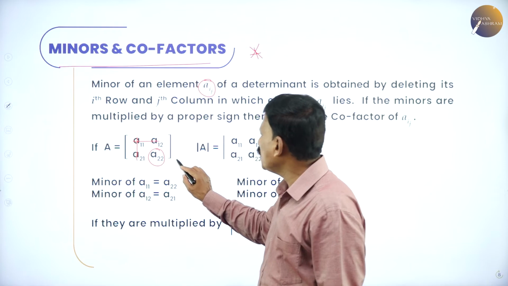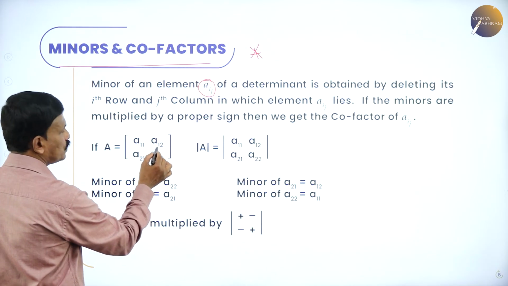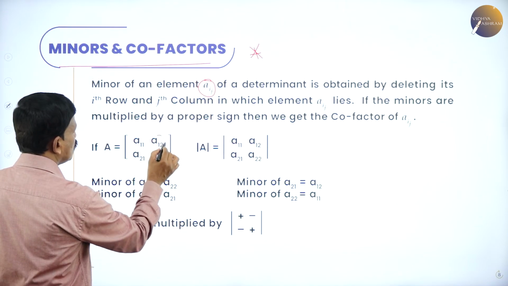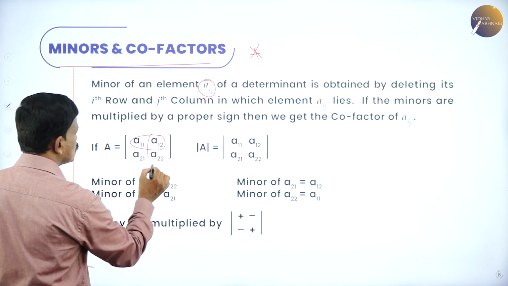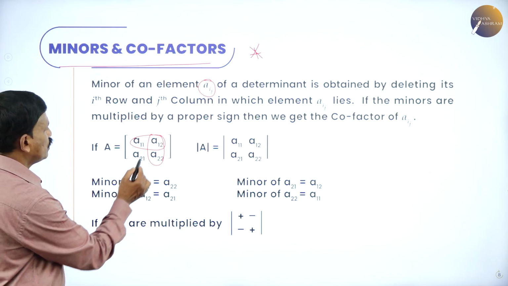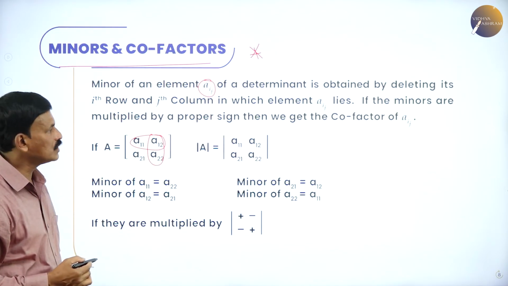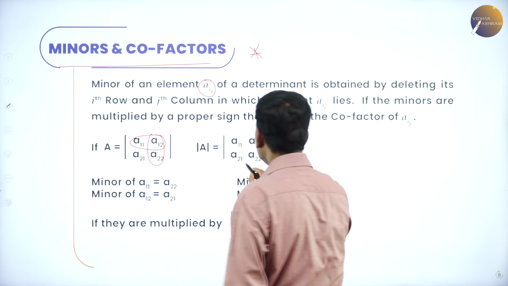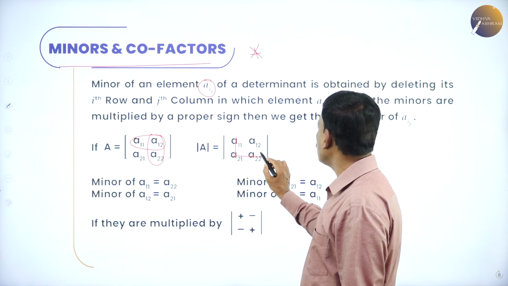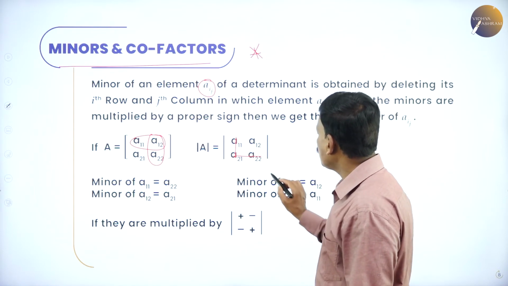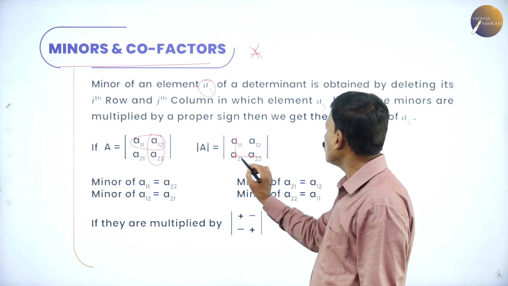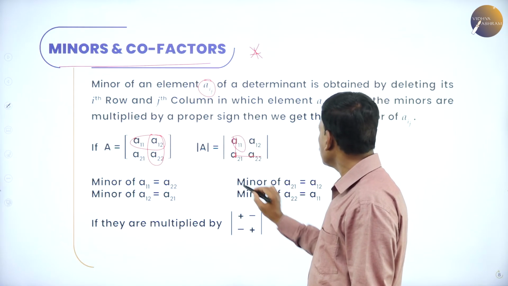Similarly, the minor of A12: delete the row and column containing A12. So this column is gone and this row is gone. What is remaining is A21. So the minor of A12 is A21. Similarly, the minor of A21 is this: delete this row and column. What is left over is A12. And for the last element, the minor of A22: this row and column is deleted. What is left over is A11.